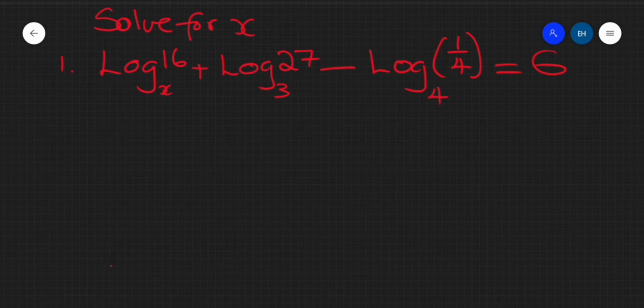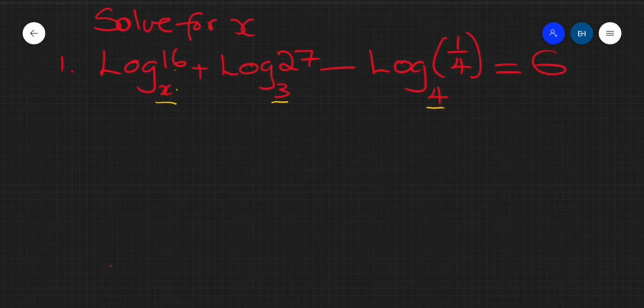What is happening with our bases? Okay. Our bases, we have x, we have 3, we have 4. So our bases are different. Then the second thing, if the bases are different, we have to deal with each term individually. We check the relationship of the base and the number.